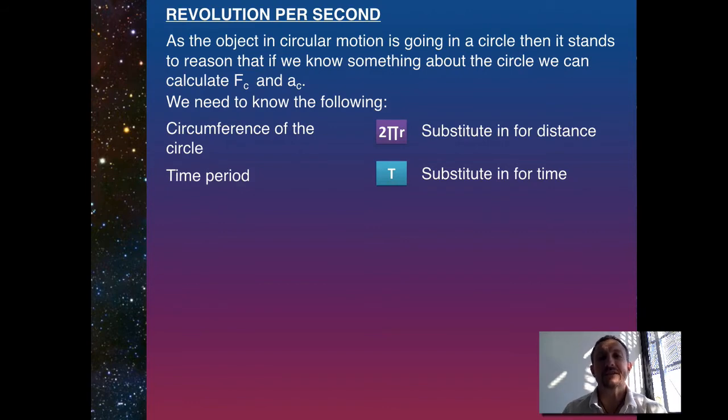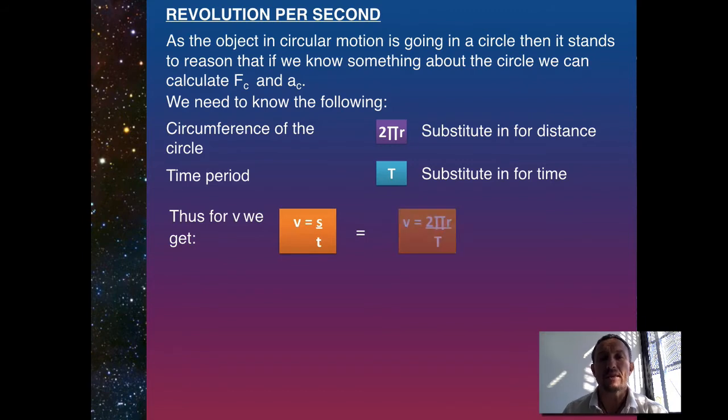Now the time period is the time for an object to make one complete revolution, or 2 pi r of the circle. So we can now substitute that into velocity. We know that velocity is distance over time. In this case, the distance is going to be our circular distance, which is 2 pi r, and the time is going to be the time period, the time to actually travel one complete circle. So instead of distance over time, what we end up with is 2 pi r over T.